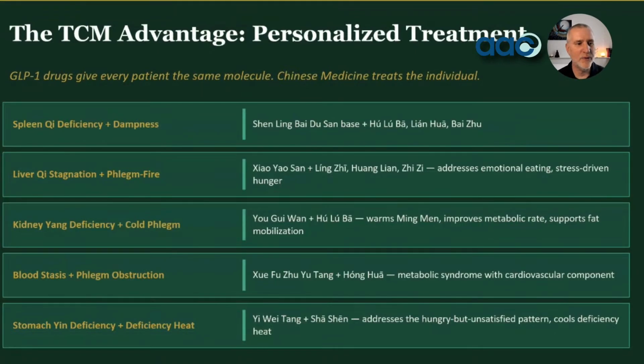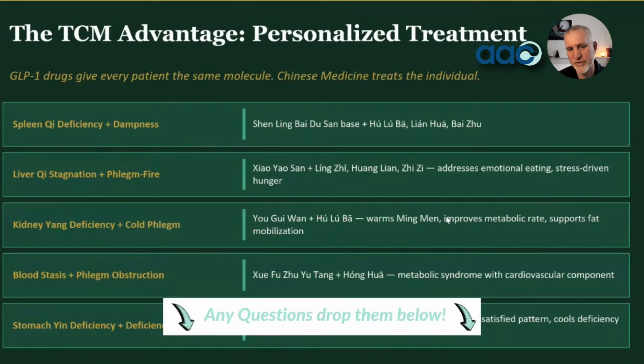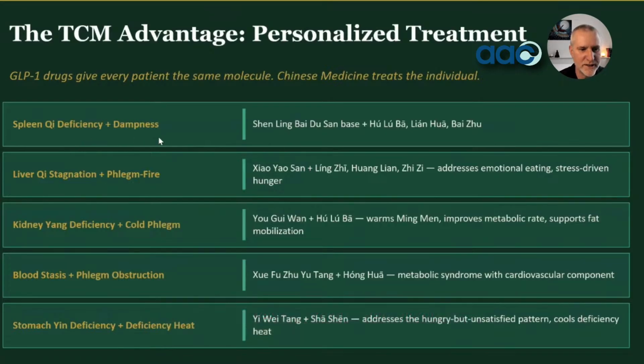So again, I wanted to show an idea of how we would use all this information in a personalized treatment, meaning that we will have to see what kind of diagnosis we come up with, and therefore associated with a specific formula, and also a set of points. But I just demonstrated the formulas. For example, if we have spleen deficiency and dampness, we'll use Shen Ling Bai Zhu San as our base, and we could add herbs like huluba and lianhua and baizhu to support that process or redirect it.